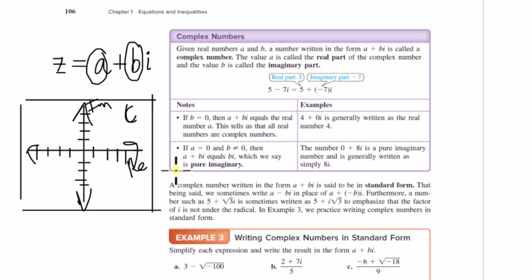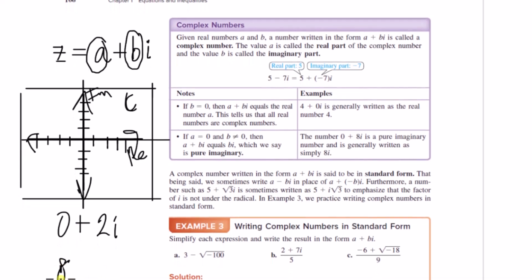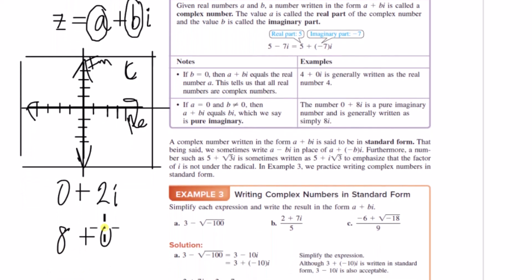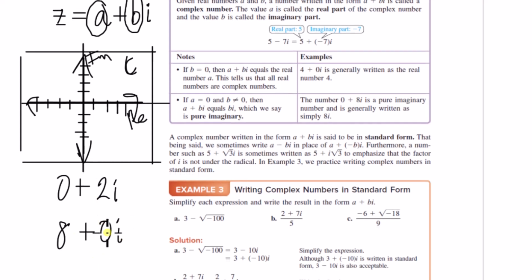But the notation is, you can have a pure real number if you're just on the horizontal axis. You can have a pure imaginary number if you're just on the y-axis. So if you had 2i, that's pure imaginary, but it's technically still a complex number. It's just 0 plus 2i. In the same way that the number 8 is still technically a complex number. It just has imaginary part 0, and here this has real part 0.